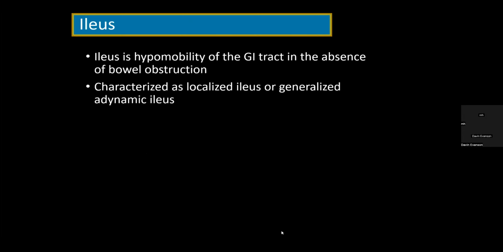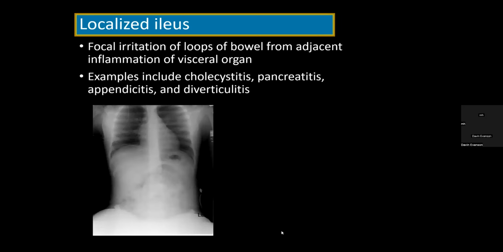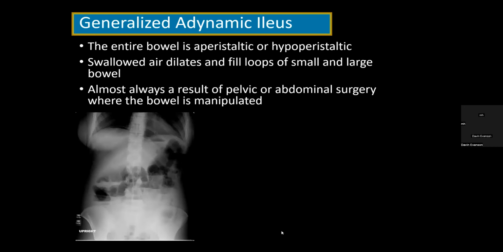Ileus. I think of this as a clinical scenario as well. You often have a history of recent surgery, patients on big-time narcotics. You don't hear any bowel sounds. What are we going to see on the imaging? Well, it depends if it's a local ileus or a complete ileus. Local ileus, especially pancreatitis, it might just be a lot of air in the upper abdomen. And adynamic generalized ileus, we've got small and large bowel all the way through.